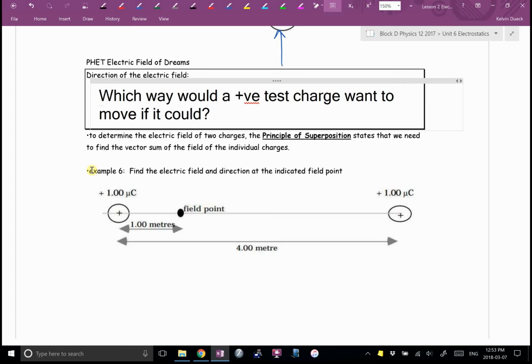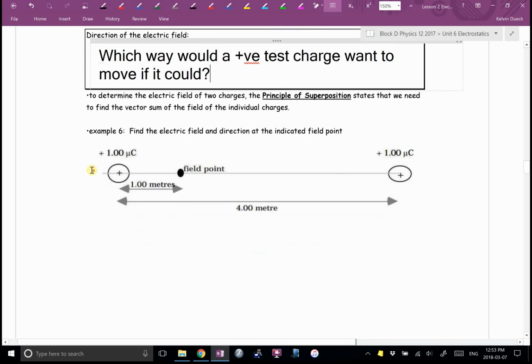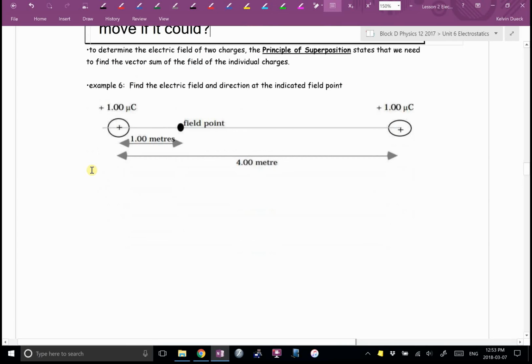Example six, will you marry me? Kevin looked at me strangely. But you got the hint. Okay? You got the hint?